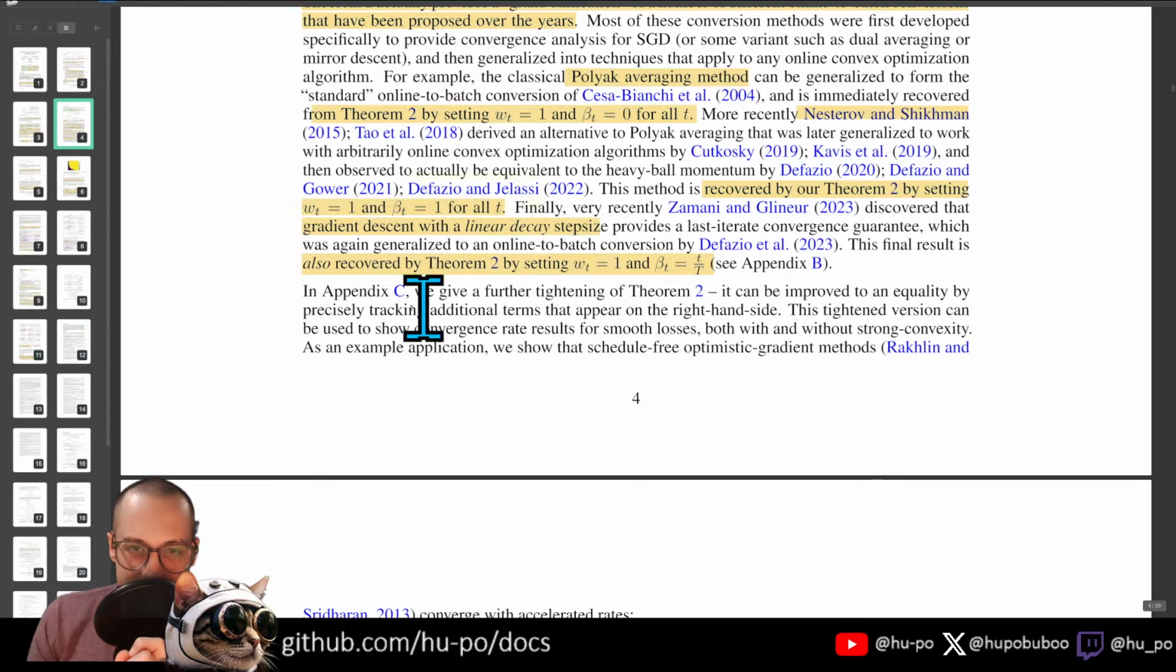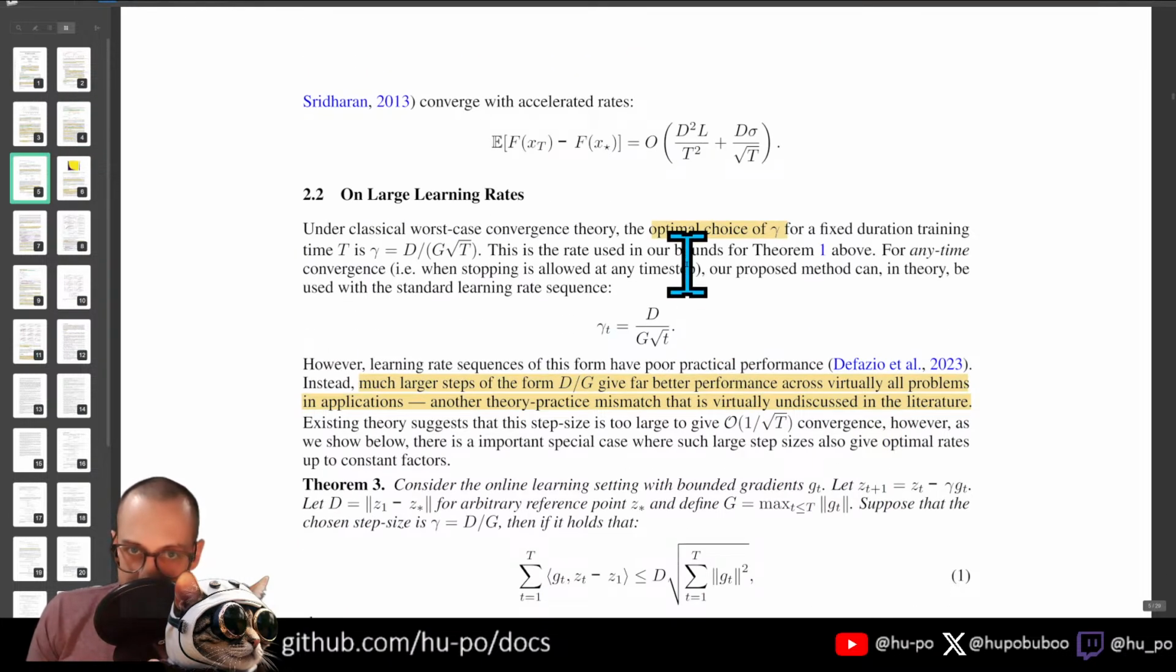Gradient with linear decay, also covered by Theorem 2. So if you set beta t equals t over T and then w t equals 1, you get linear decay. Okay. Optimal choice for gamma, the learning rate. Here's the one that they gave us in Theorem 1, which is basically just the difference between how much distance you are going to travel in model parameter space over the course of your optimization, what is the maximum slope, and then the number of time steps.